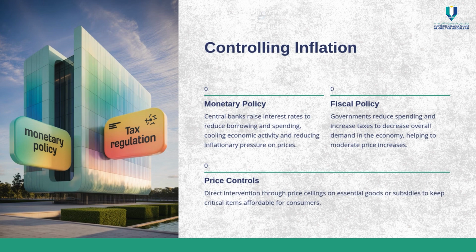So how do we control this inflation problem? Government and central banks can fight inflation by using monetary policy, such as increasing the interest rates to reduce spending. Or the government can also use fiscal policy, like reducing government spending or increasing taxes. Other than that, controlling prices and subsidies in key sectors like fuel and food.